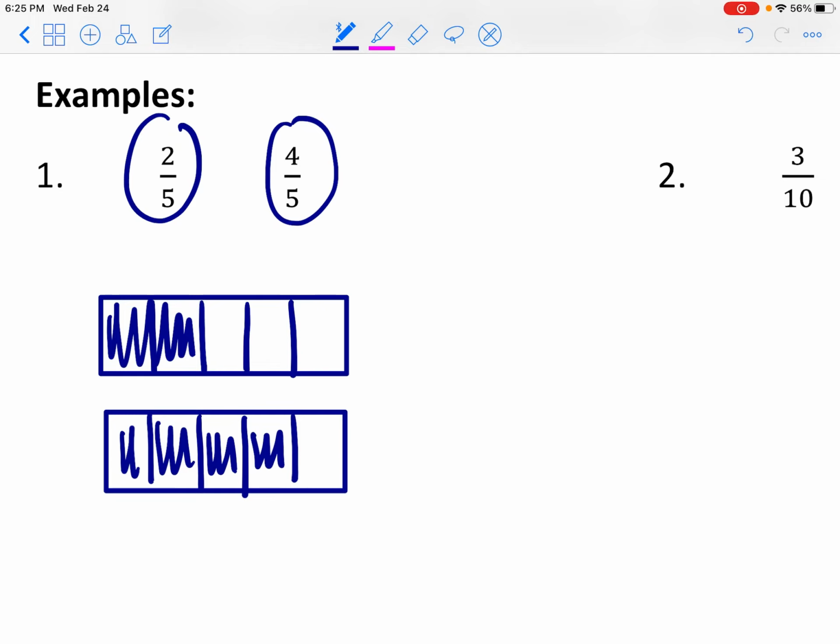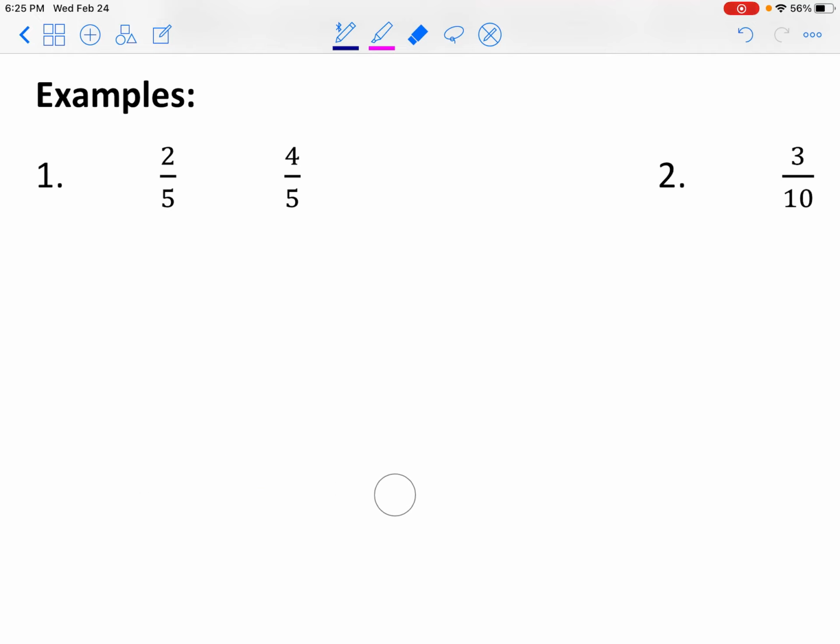Clearly 4/5 is more than 2/5. So if we have like fractions, if our denominators are the same, then it's very clear that the one with the larger numerator is going to be the larger fraction. So we're going to say 2/5 is less than 4/5, which means 4/5 is greater than 2/5.